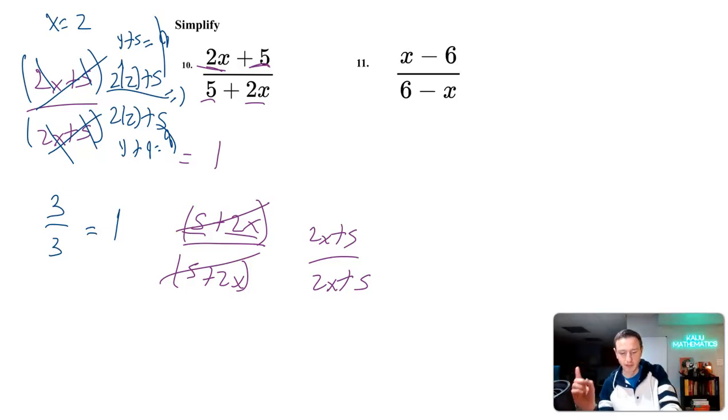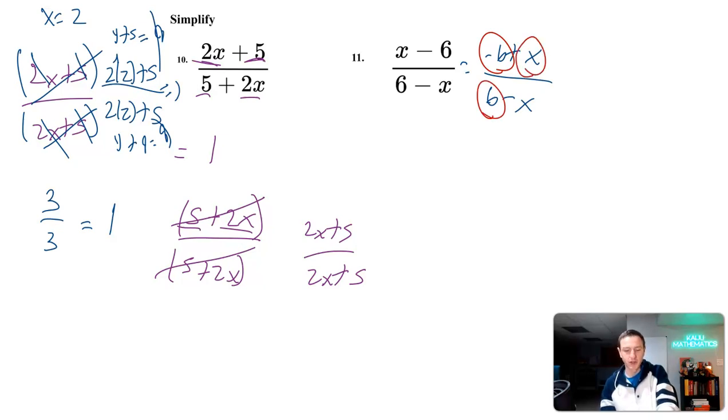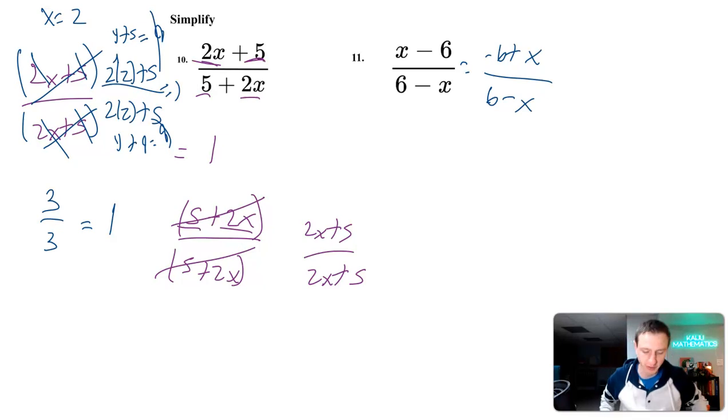Now in number 11 here, the second problem, I have x minus 6 over 6 minus x. What's happening here is this is not simplifying to 1. Because if I rearrange the terms, look what happens. If I rewrite this as negative 6 plus x, I'm not getting the same thing. On the bottom, I have 6 minus x. On the top, my 6 is negative. On the bottom, my 6 is positive. On the top, my x is positive 1. On the bottom, my x is negative 1. Not the same thing.